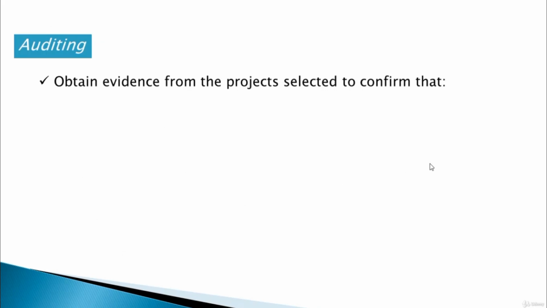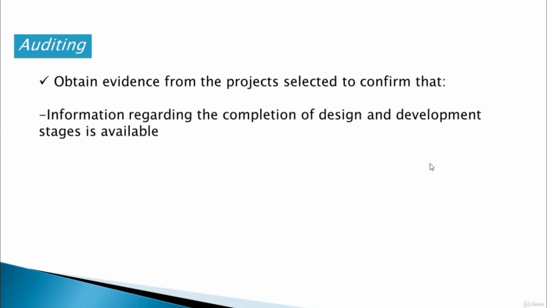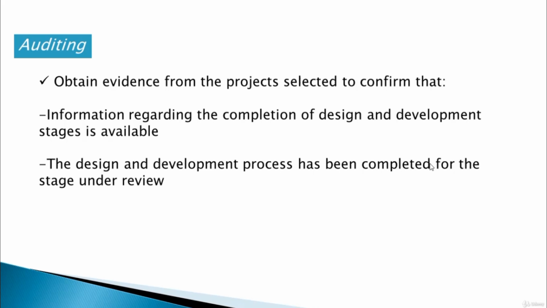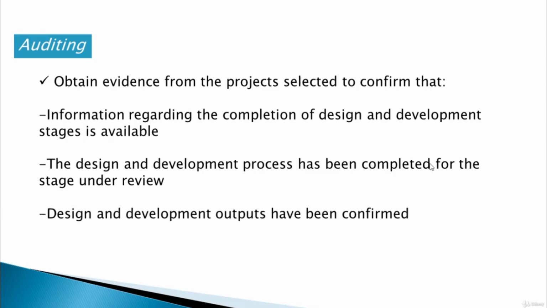Now, as for auditing this requirement, the auditor needs to obtain evidence from the project selected to confirm that information regarding the completion of design and development stages is available, and also evidence to confirm that the design and development process has been completed for the stage under review, and also obtain evidence to ensure that the design and development outputs have been confirmed. And also the auditor needs to review documented information like the registers.